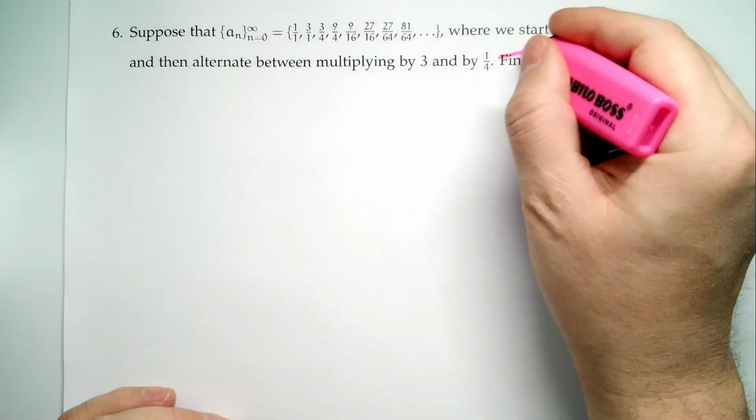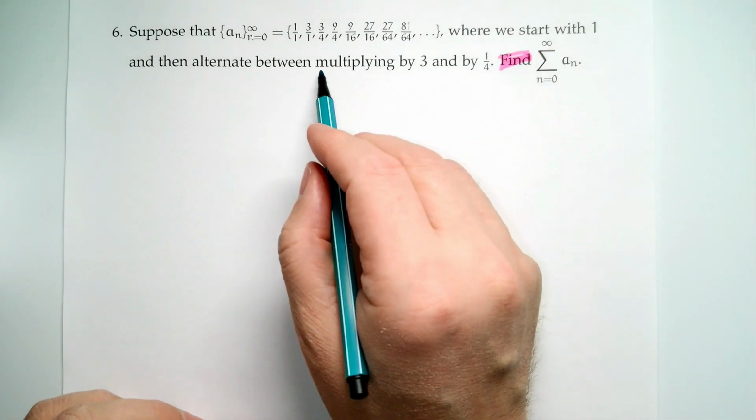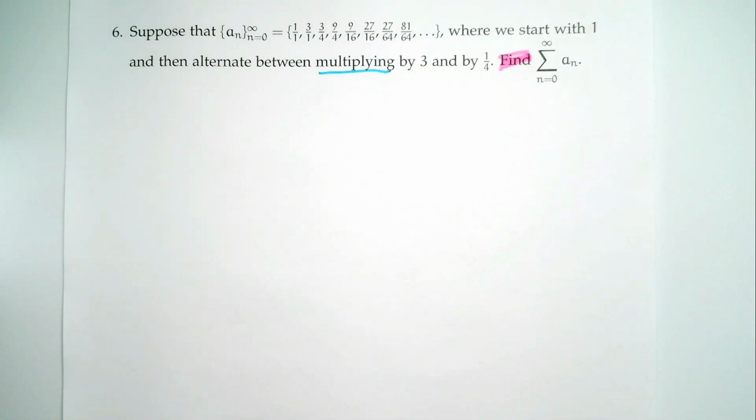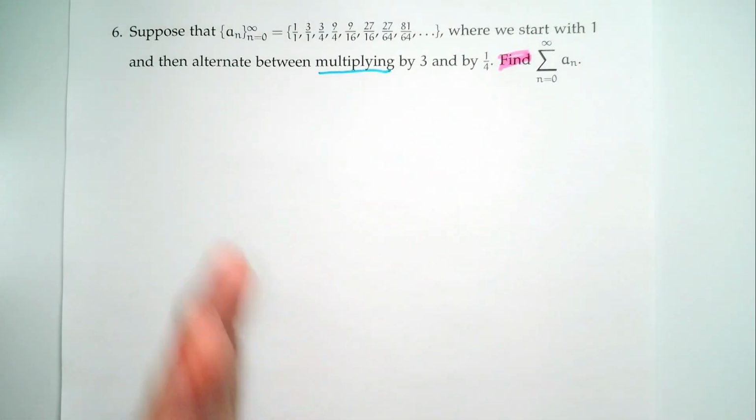Now, we see find, so okay. So it's either geometric or telescoping. Which one? Well, it's not so clear, but I would say it behaves like geometric. Now, what's the clue? Well, notice there's a key word here, multiplying. The way that geometric series work is that at every stage you multiply by a certain value.